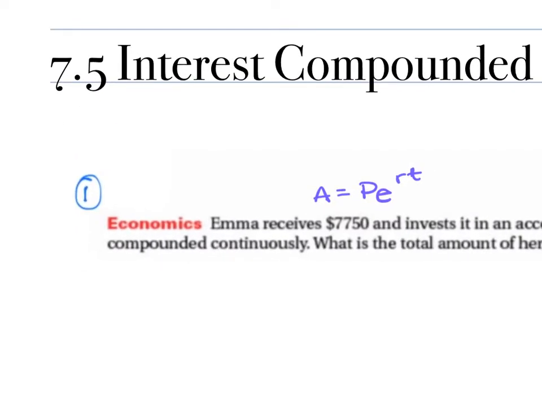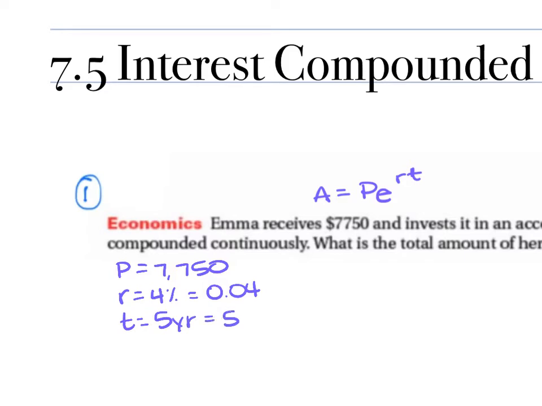So pick out all of your parts to this. Your P is the 7,750. Your r is the rate, which was 4%, which as a decimal is 0.04. And your time is the 5 years, so that's just the number 5. So we're going to plug this in to A is equal to P, which is 7,750, times e to the power of 0.04 times t, which was 5.